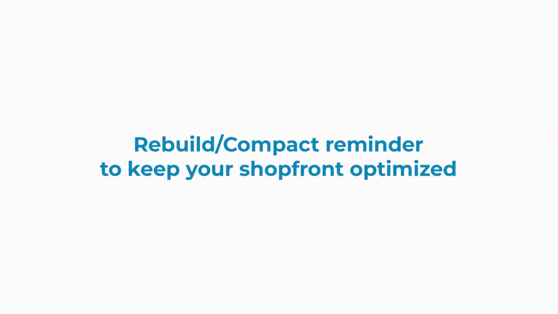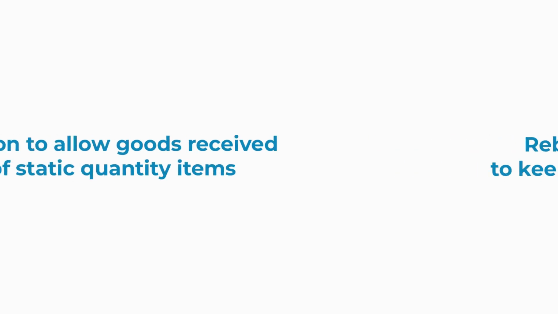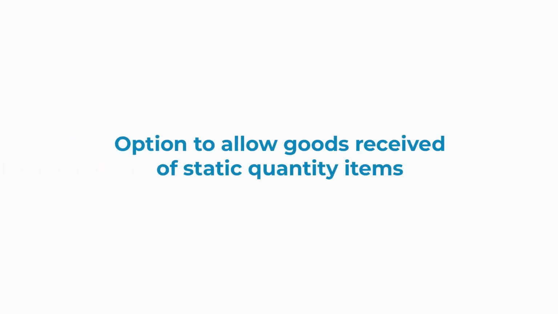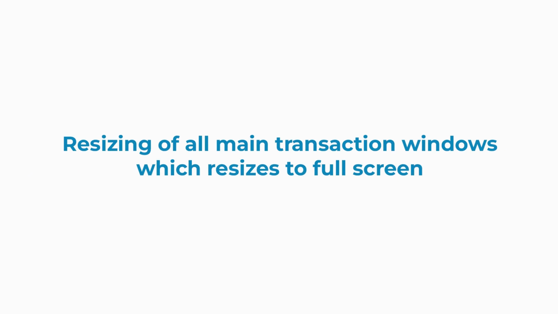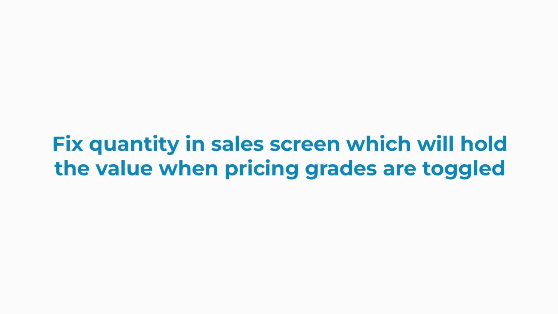Other features and enhancements include: Rebuild a compact reminder to keep your shopfront optimized. Option to allow goods received of static quantity items. Resizing of all main transaction windows, which resizes to full screen. Fix quantity in sales screen, which will hold the value when pricing grades are toggled.